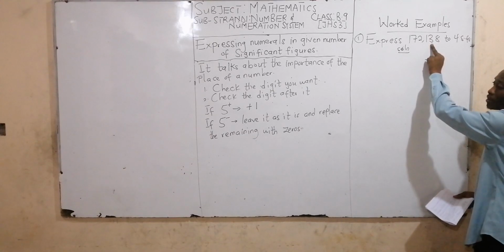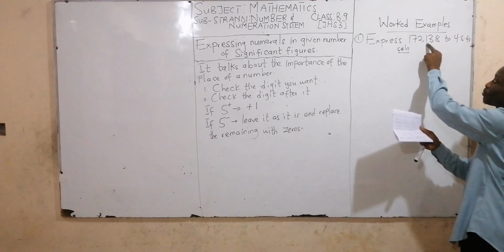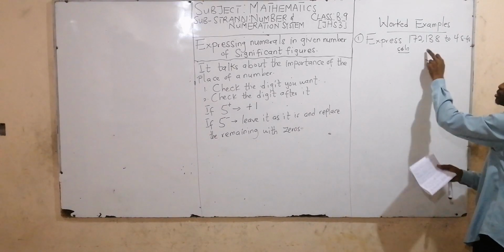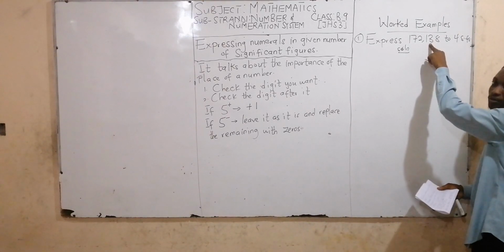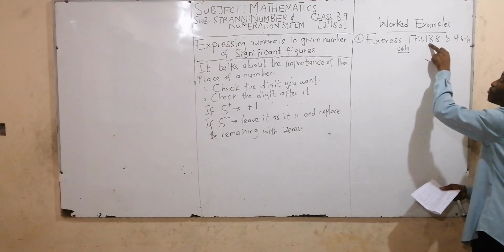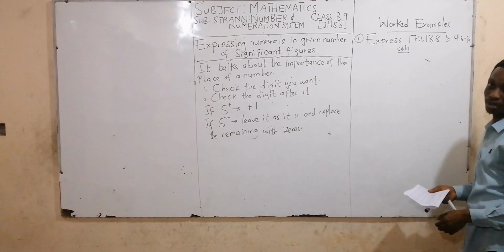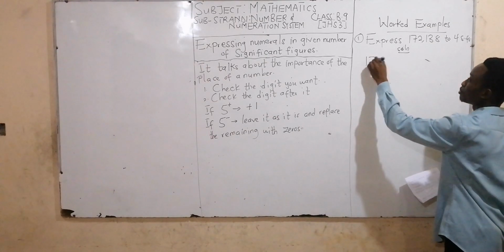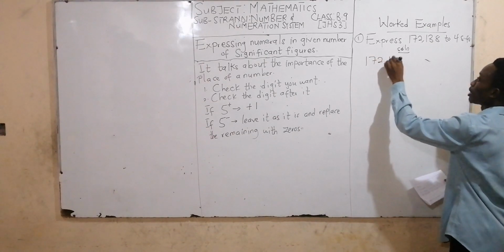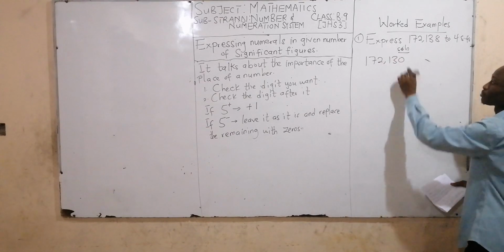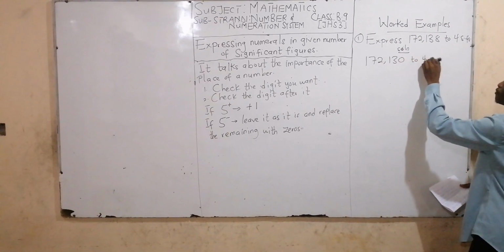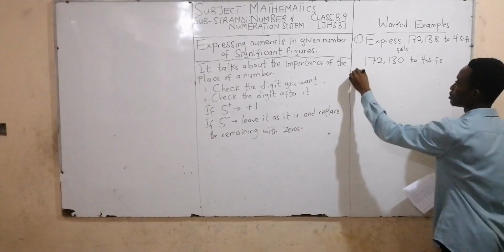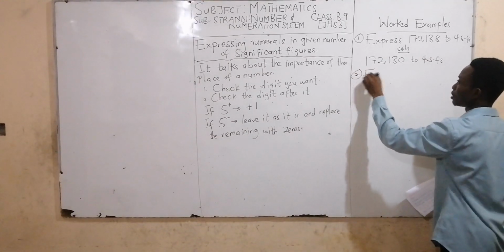I check what comes after it. If it is 5 or more, I add 1 to it. If it is less than 5, I leave it and replace the remaining with 0. It is less than 5, so I leave the 1, but replace the remaining with 0. Meaning I'm going to round it down. So I'm going to get 172,100 to 4 significant figures. That's easy. Second one.